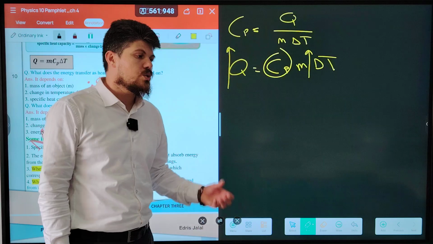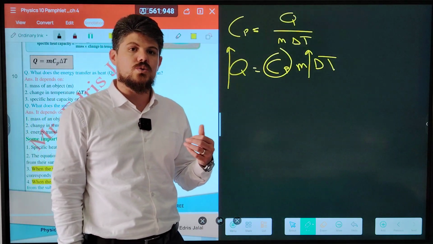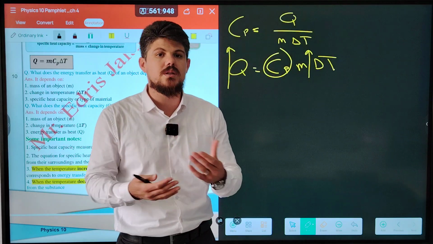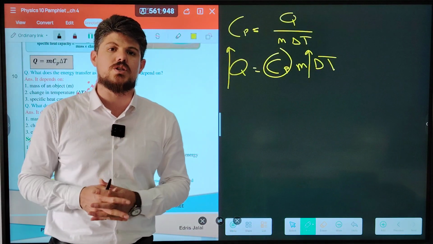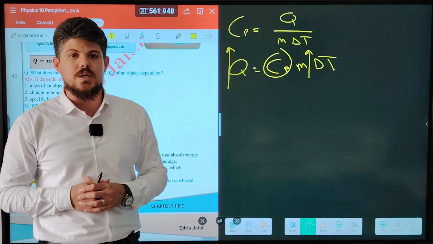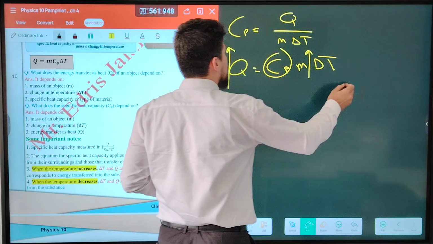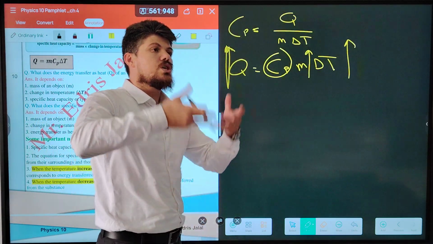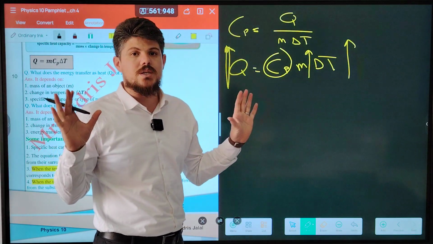Okay, so which one has more energy required to increase temperature? 1 kilogram of water or 10 kilograms of water? Absolutely, the 10 kilograms of water requires more energy, more energy transfer as heat. Why? Because it has more mass. And the temperature increase is also directly proportional to Q. More change in temperature requires more energy as heat.